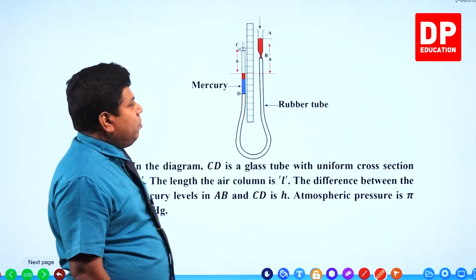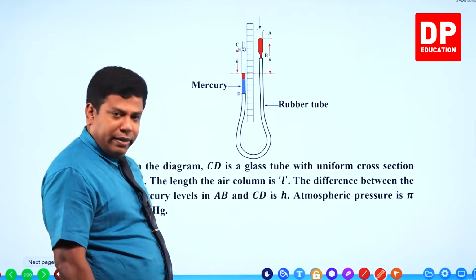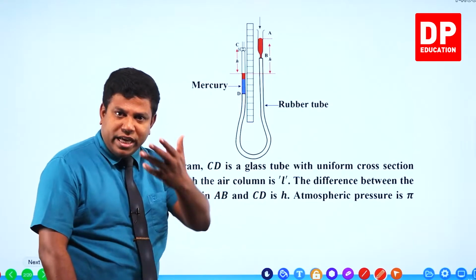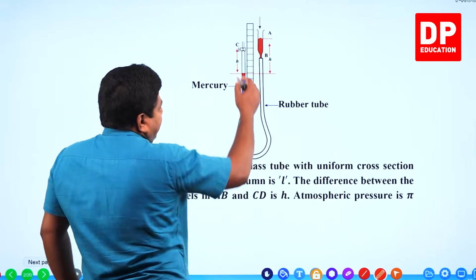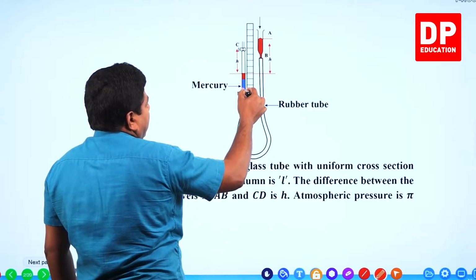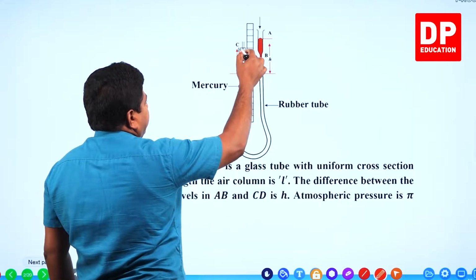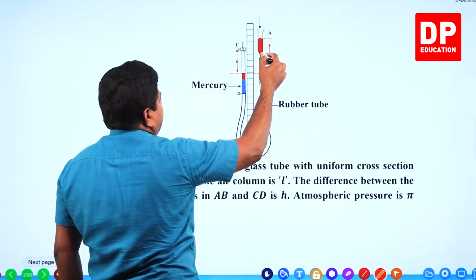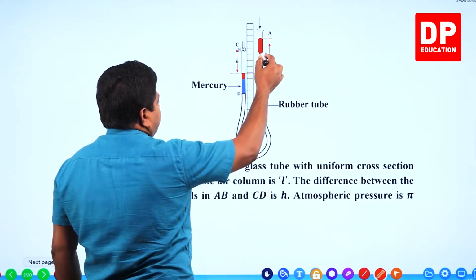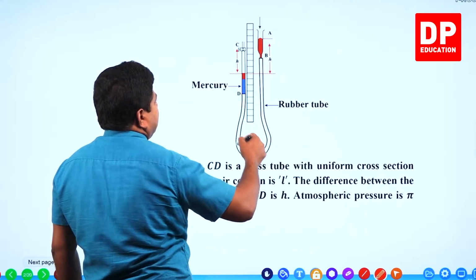Now this is what we call Boyle's apparatus. When I do the experiment, I will show you how it is fixed. You can see on this side you have a glass tube. On the other side also you have a glass tube. And it is connected by a rubber tube.